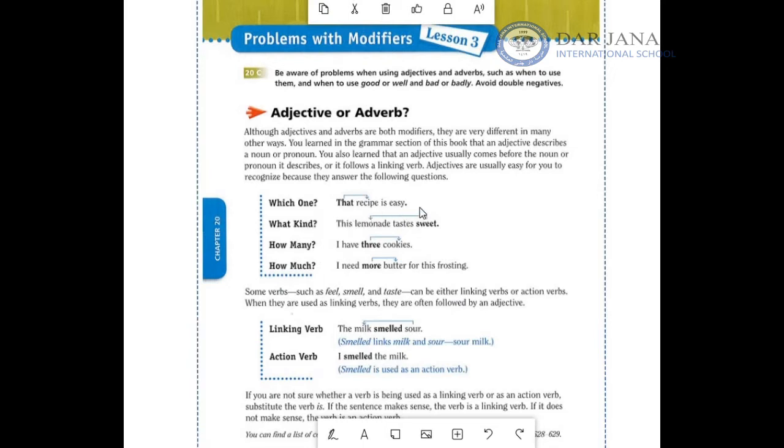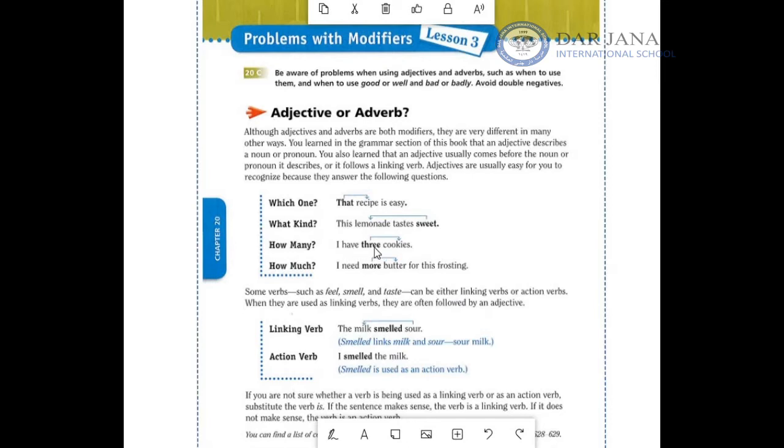The first example is "That recipe is easy." It's so clear that the adjective is used before the noun it modifies, and it tells us which recipe. So that is an adjective and it modifies the noun recipe. In the next example, "This lemonade tastes sweet," we can notice that sweet is used after the noun it modifies. It modifies lemonade and it comes after it because a linking verb is used. As long as there is a linking verb, we should use the adjective after the noun or pronoun it modifies.